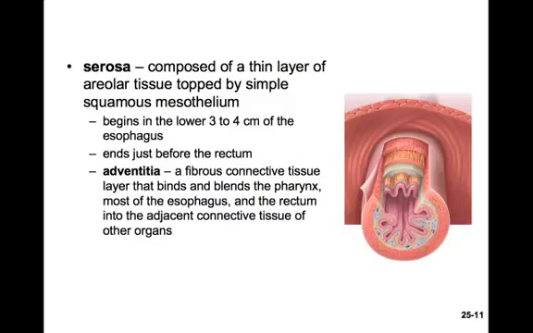Finally, we look at the serosa. The serosa is composed of a thin layer of areolar tissue topped by simple squamous mesothelium. It begins just below the esophagus and ends just before the rectum. The adventitia, again, is a fibrous connective tissue layer, and that's going to bind and blend the pharynx and esophagus and the rectum into adjacent connective tissue of other organs. So you'll see this in dissections. These organs don't peel apart so easily because of the connective tissue of the adventitia.